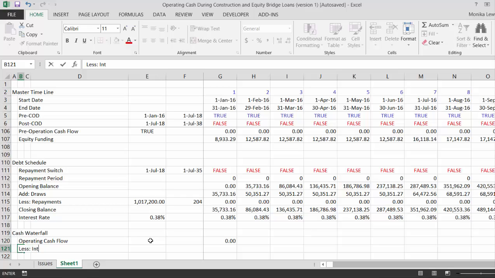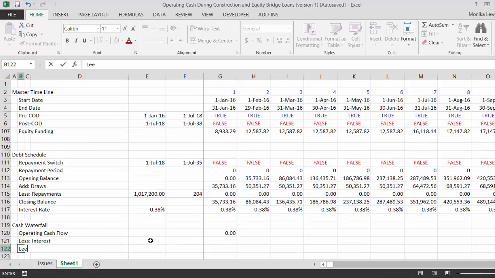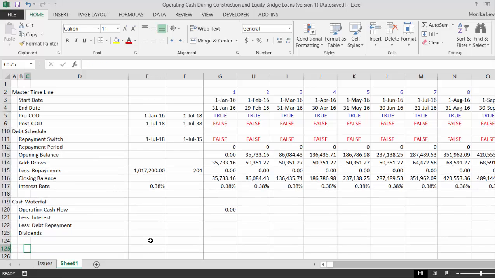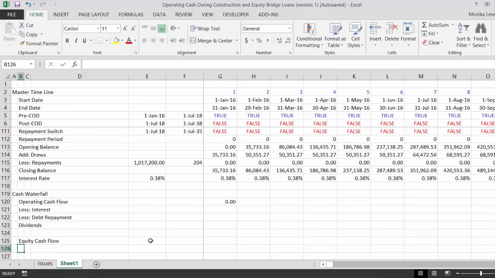and we can put less the interest and less the debt repayments. For now, since we didn't put any interest during construction in here, should I do that? And then we have dividends. Okay, and then we can get our equity cash flow and our equity IRR. I think I'm going to do it like this. I don't think it's a big deal.